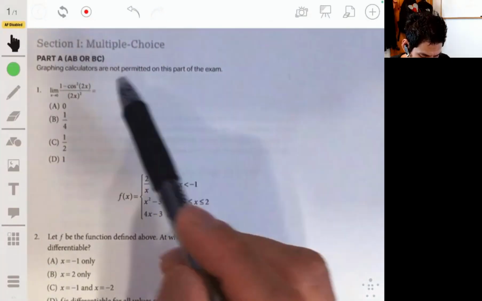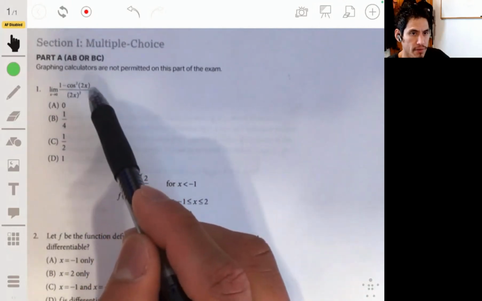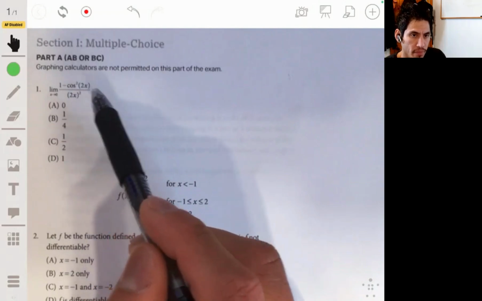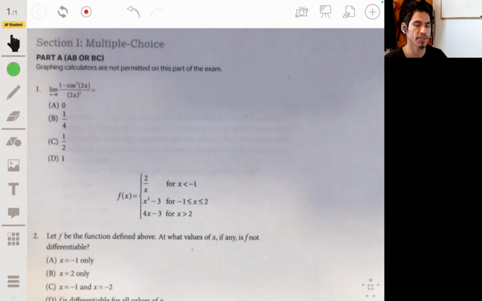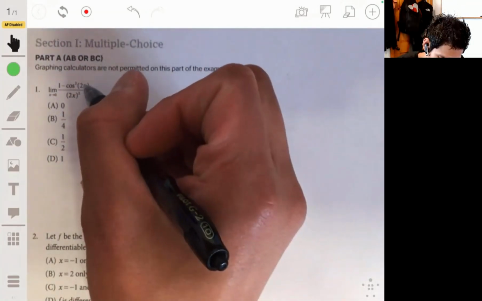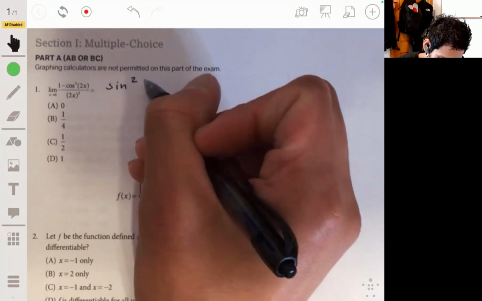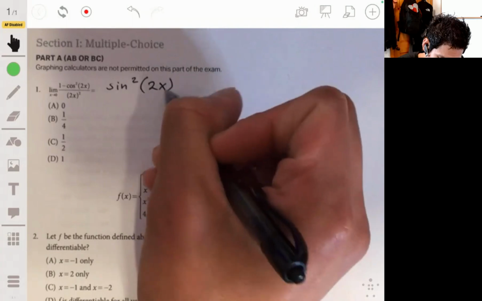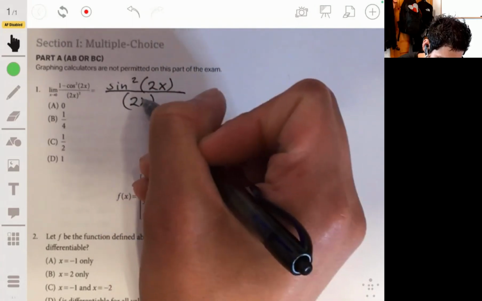All right, problem one, we have the limit as x approaches 0 of 1 minus the cosine of 2x squared, all over 2x squared. There are a couple different ways you can do this, but the way I would go about it is just changing the top into the sine squared of 2x. So then we just have this.